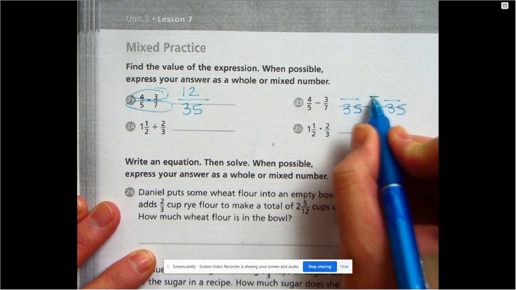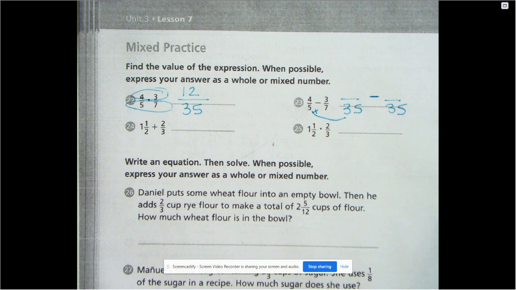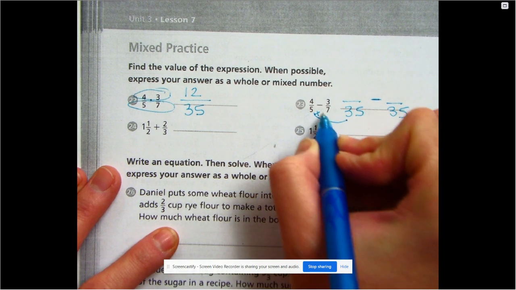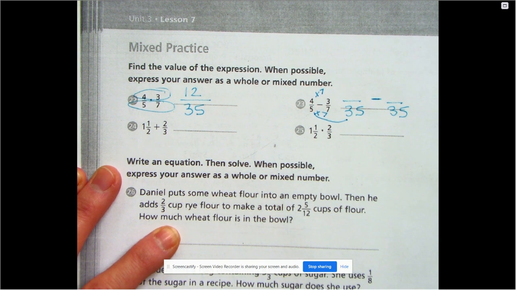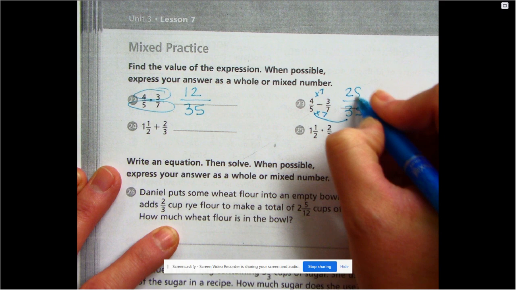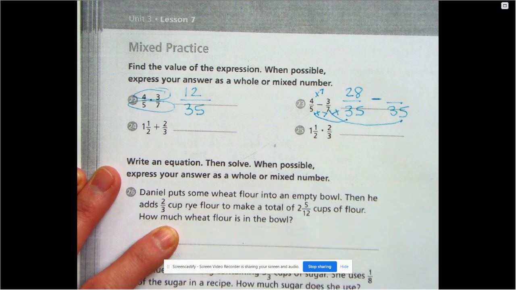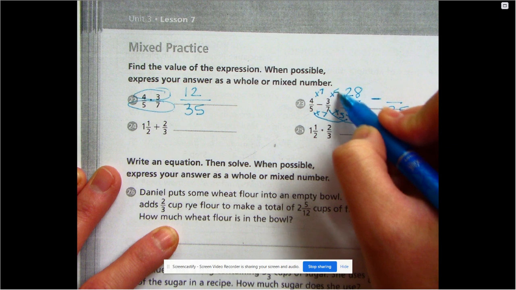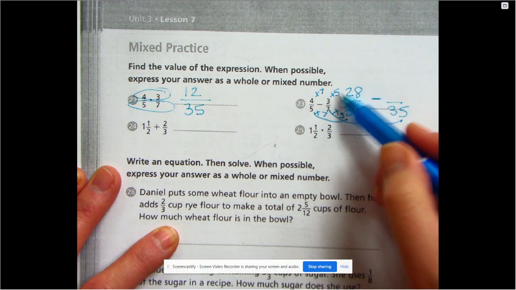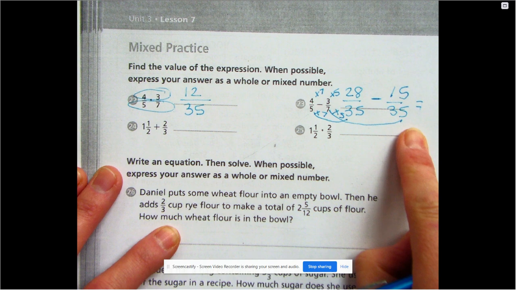And remember, this is a subtraction problem. So what did I do to the 5 to make it a 35? Good, I multiplied it by 7. Whatever I do to the bottom, remember that I do to the top. 4 times 7 is 28. What did I do to the 7 to make it a 35? I multiplied by 5. So whatever I do to the bottom, I do to the top. 3 times 5 is 15. Now, 28 35ths subtract 15 35ths.